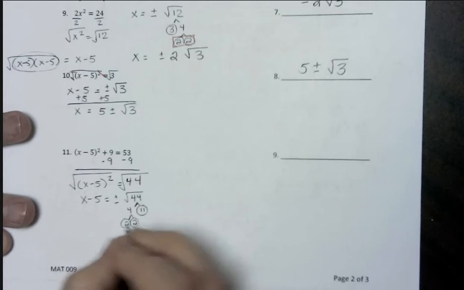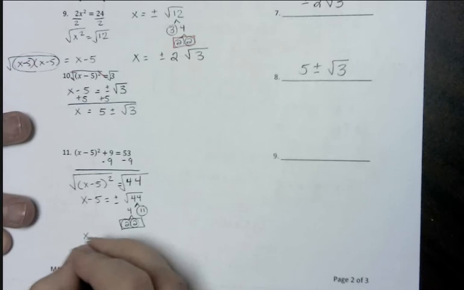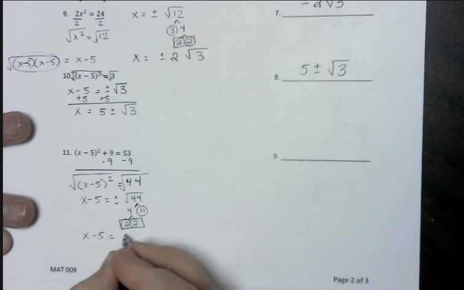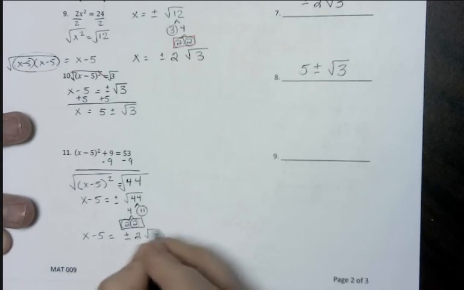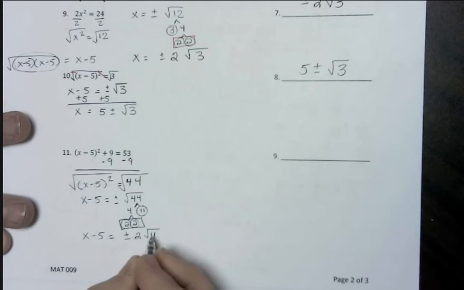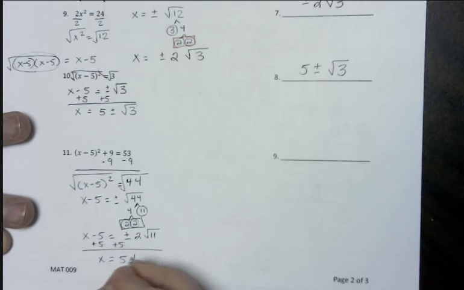So I can pull out this pair of 2's as 1, bring down my whole x minus 5 equals, and since I am pulling these 2's out of the radical, they are going to go directly in front of that radical. And then the 11 stays inside because it doesn't have another one to pull it out. Now, get the x by itself by adding 5 to both sides to get x equals 5 plus or minus 2 square root of 11.